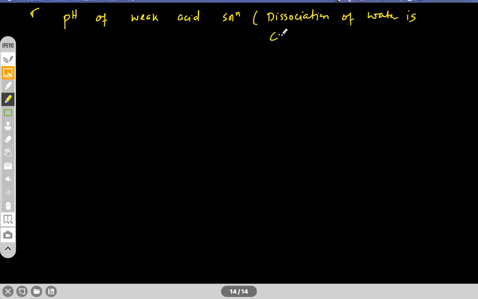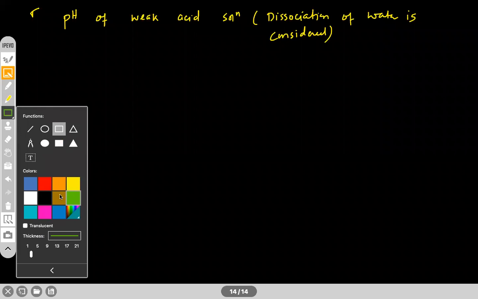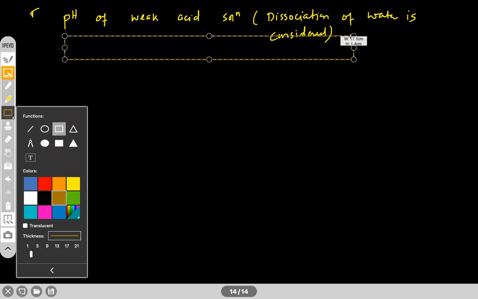pH of a weak acid solution, and we are considering dissociation of water. Dissociation of water is considered here. So what happens in this, you see?